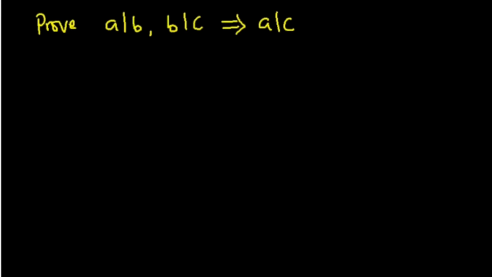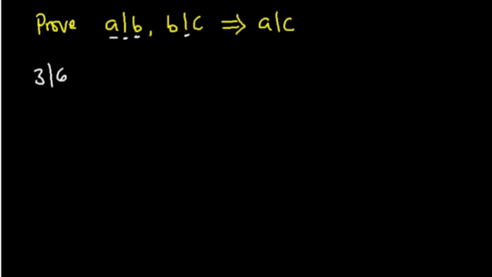Alright guys, in this video we are going to be proving that if A divides B and B divides C, definitely A will divide C. Now this line you are seeing here is not a slash, it means that A divides B. For example, if I write 3 divides 6, it means that 3 can go in 6.